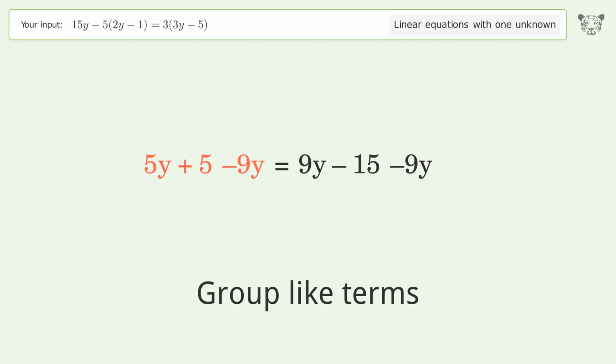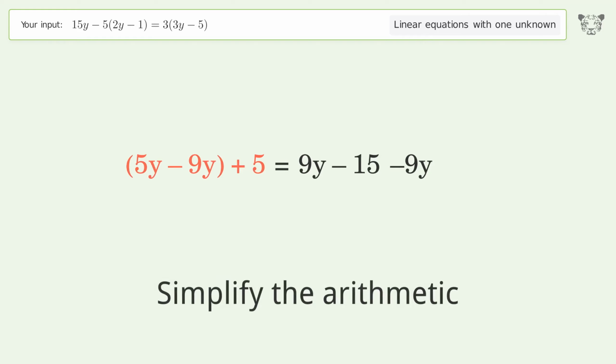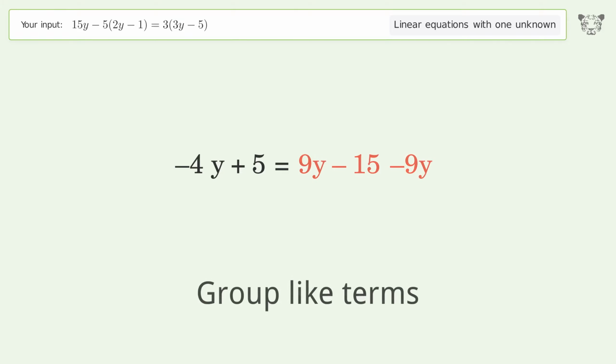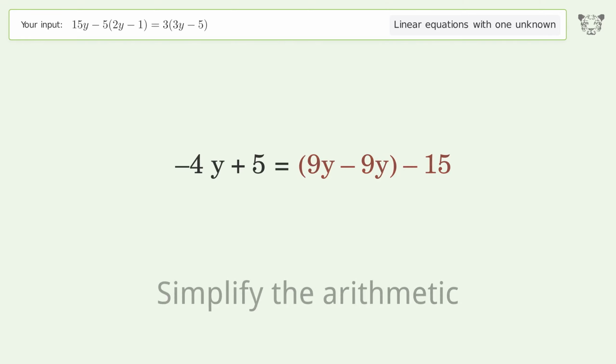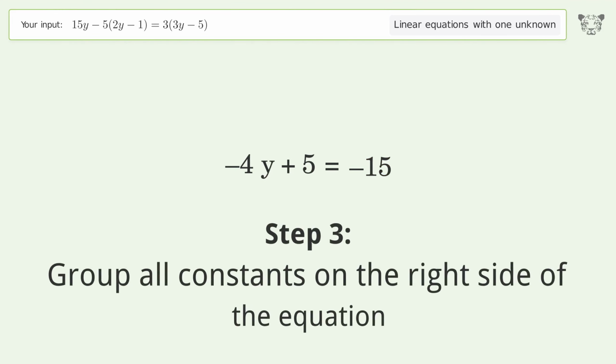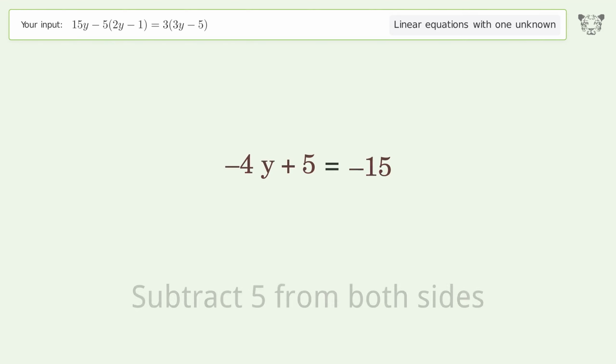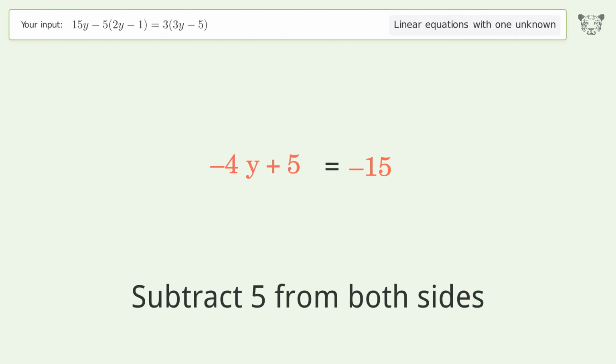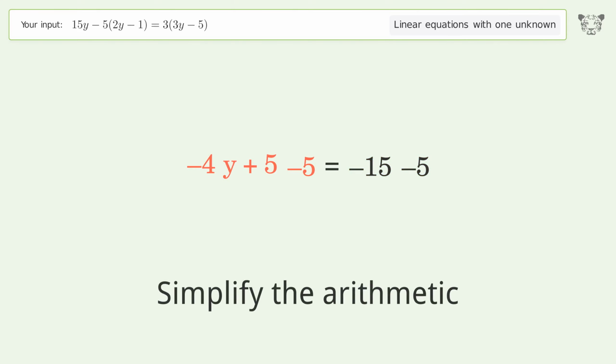Group like terms. Simplify the arithmetic. Group like terms. Simplify the arithmetic. Group all constants on the right side of the equation. Subtract 5 from both sides. Simplify the arithmetic.